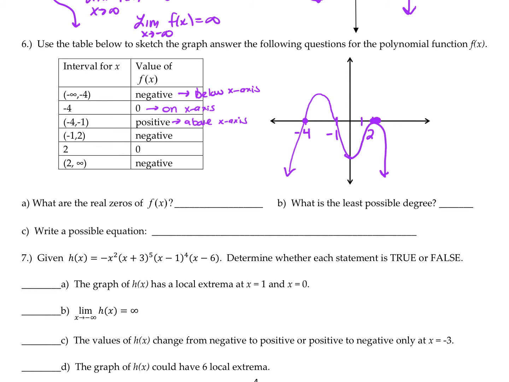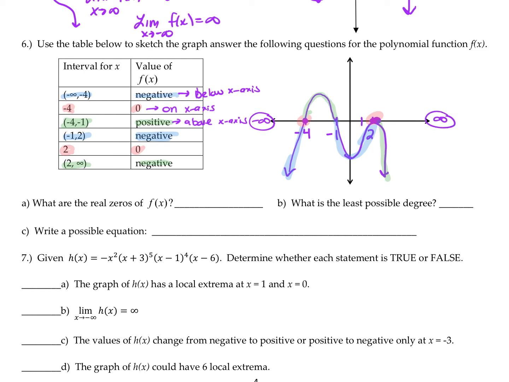So let's just double check that I did this right. Between negative infinity and negative 4, it's negative. At negative 4, it's 0. Between negative 4 and negative 1, it's positive. Between negative 1 and 2, it's negative. At 2, it's 0. And then from 2 to infinity, it's negative, which I would agree. So remember that these are the intervals for x. When it's talking about negative infinity and infinity, it's talking about the left and the right side of the graph.